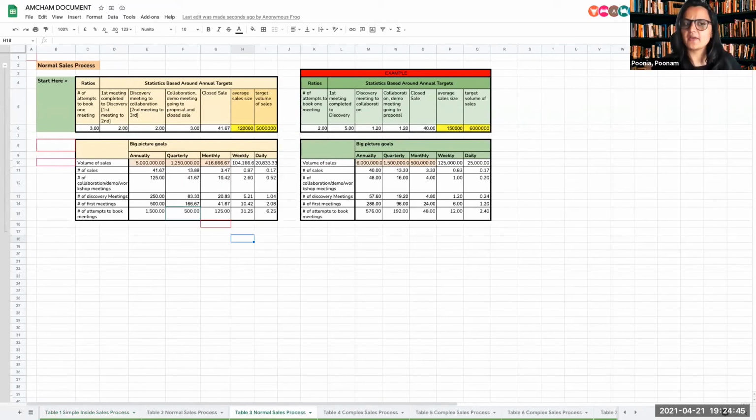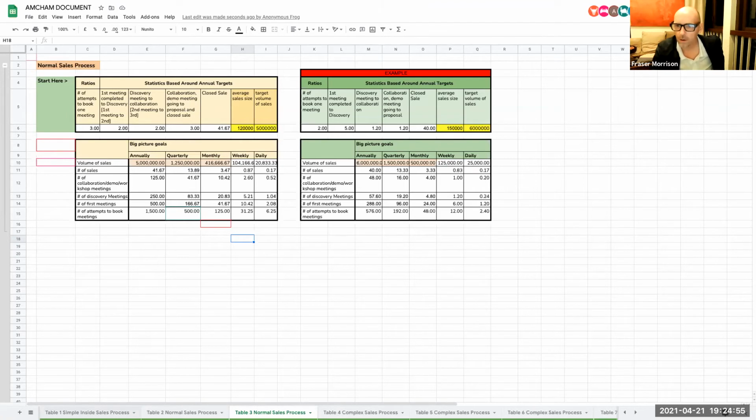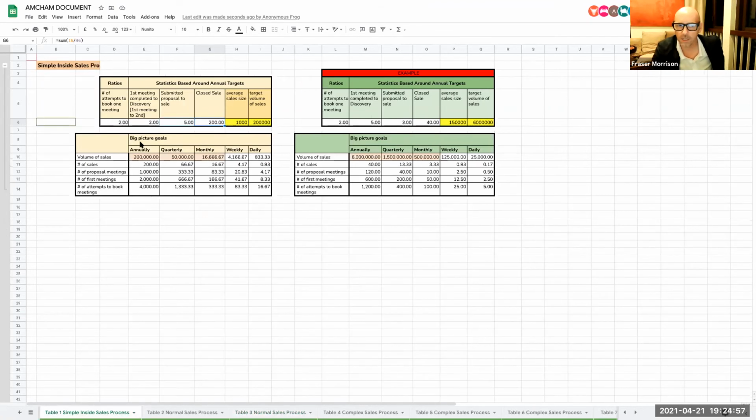But in this, I have a question. Is this ratio correct? I mean, this 2, 2, and 5 in table number 1, is this ratio correct? No, it can't be correct. That's not a sustainable business model. You couldn't run your business like that. You couldn't afford to pay someone on that turnover to do 100 first meetings a month.